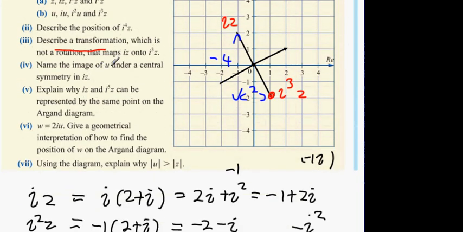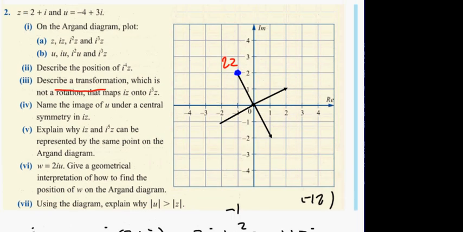Name the image of u under central symmetry in iz. Okay, I'm going to have to write down u and iz this time. So there's iz here. iz is here. And we're going to write down where u is. What's the value of u? Can anybody tell me? It's at the top. Minus 4 plus 3i. Now guys, u is in green.